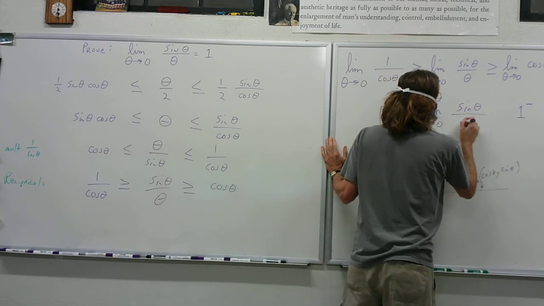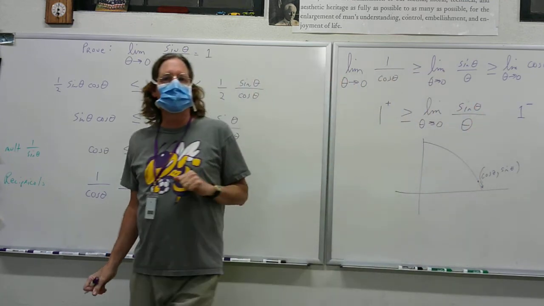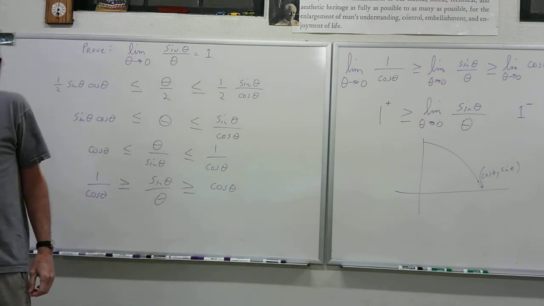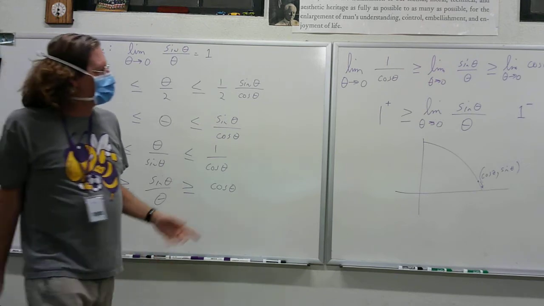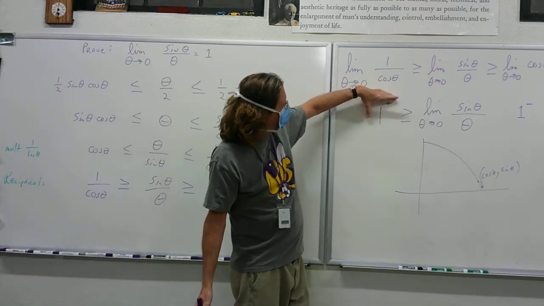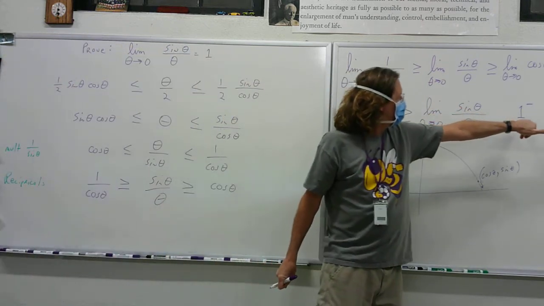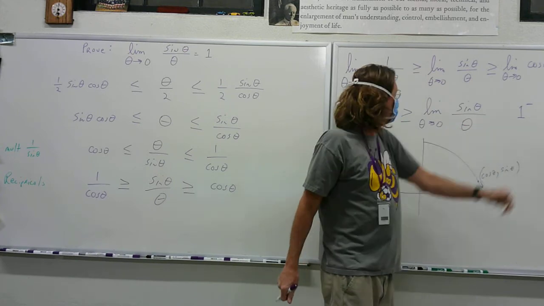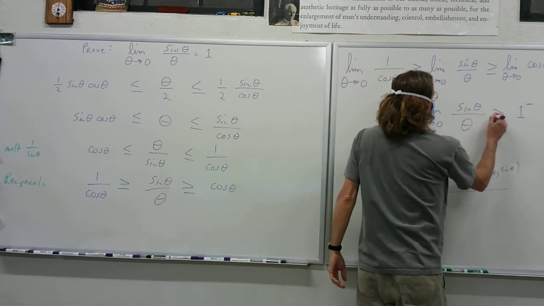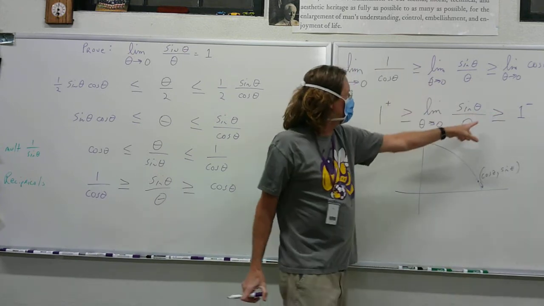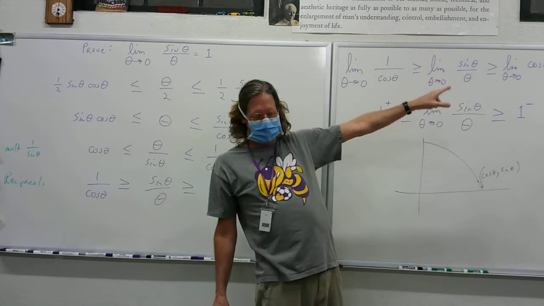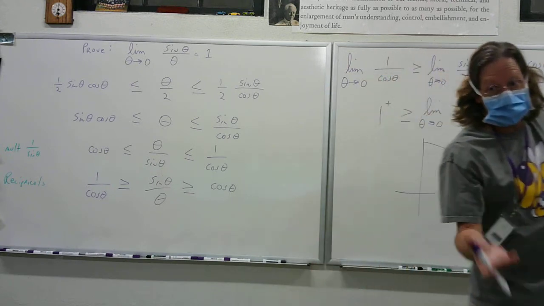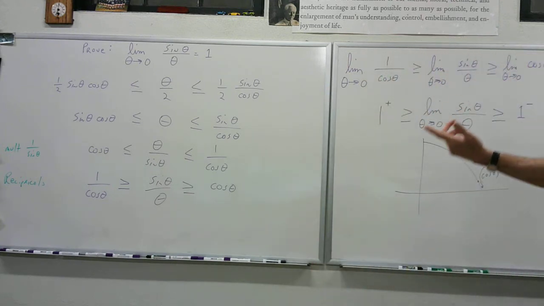Now here's the catch. If they were both getting closer to 1 from the negative side, we might have a problem because our number could be bigger than 1. See? We'd have a little problem there. But notice, this one's getting closer to 1 from bigger than 1. This is getting closer to 1 from smaller than 1. So we know that the solution to this must be 1.